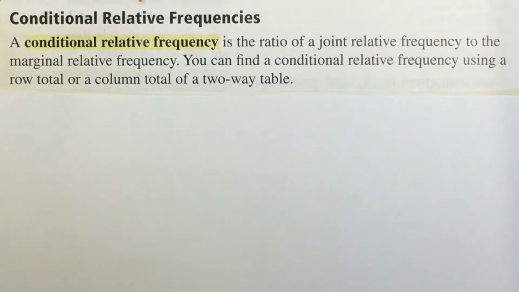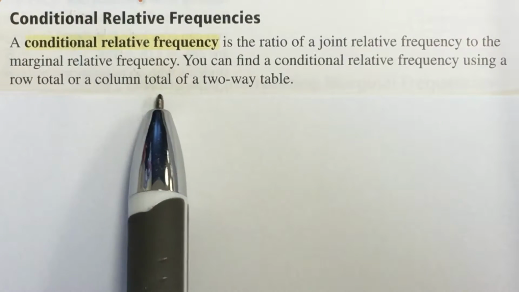Another type of relative frequency is the conditional relative frequency. A conditional relative frequency is the ratio of a joint relative frequency to the marginal relative frequency. The joint relative frequencies, again, are numbers inside the two-way tables, and the marginal relative frequencies are the numbers outside the two-way tables, or the numbers in the total columns or rows. You can find a conditional relative frequency using a row total or a column total of a two-way table. When you find conditional relative frequencies, instead of using the total amount given, you'll only use the total for a single row or the total for a single column.